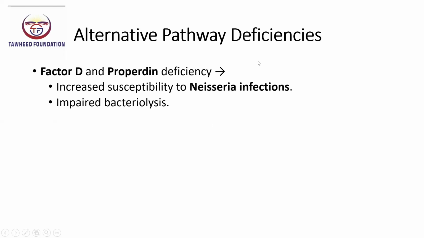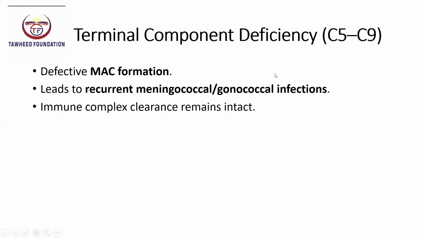Next is alternative pathway deficiency. Deficiency in factor D or properdin, factor P, impairs the alternative pathway's ability to form stable C3 convertases. This leads to an increased susceptibility to Neisseria infections, including meningococcal and gonococcal diseases, because the alternative pathway provides rapid antibody-independent responses. Its deficiency leaves individuals with delayed or inadequate bacterial killing, leading to recurrent infections, particularly of the respiratory tract.